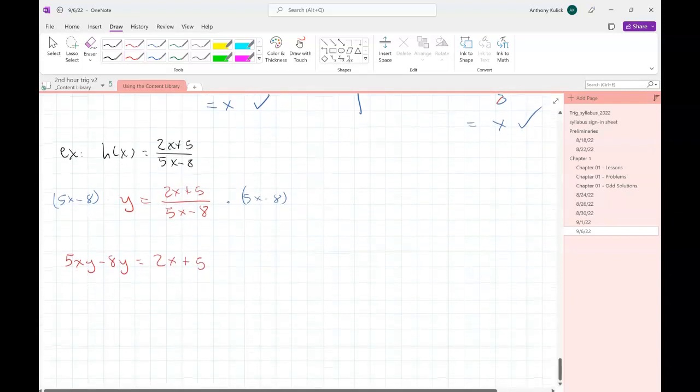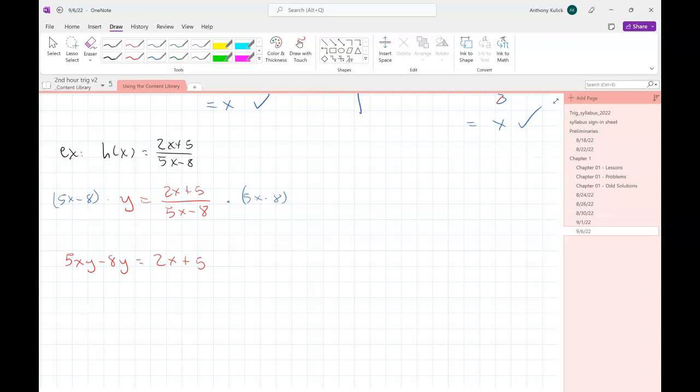Okay. Now what do I want to do? I'm going to get the x pieces on one side and the non-x pieces on the other side. So I'll subtract 2x over and then add 8y over. So now all the x's are on one side and the non-x parts are on the other. Well, I still have x's in two different places. To get x by itself, I have to get x into one place. How can I do that?